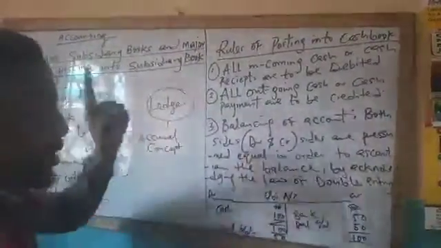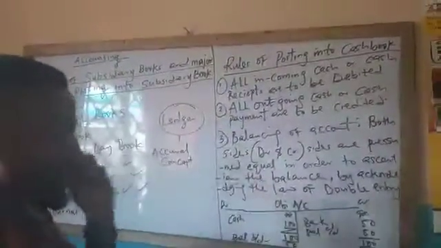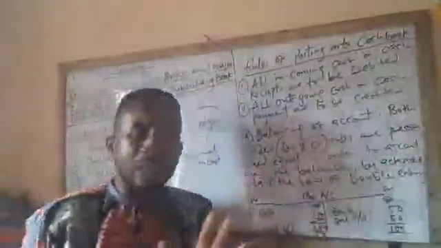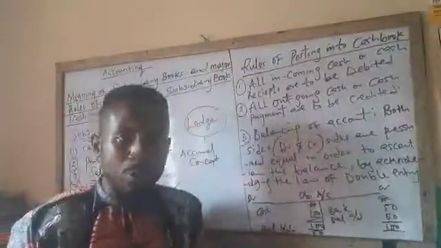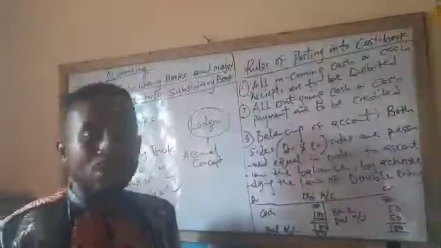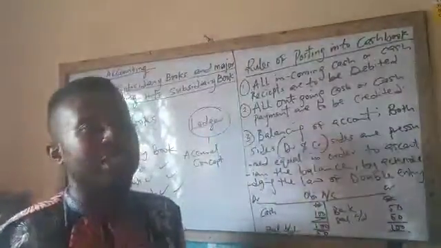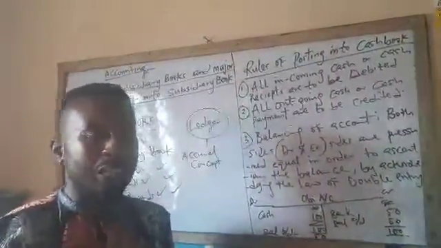Now there is a particular rule that I skipped here, which is the contra entry rule. I'm going to take care of that one whenever I am into the various cash book lessons. Then I'm going to teach you more of contra entry when I'm treating 2-column cash book.